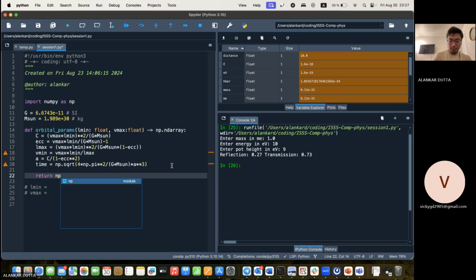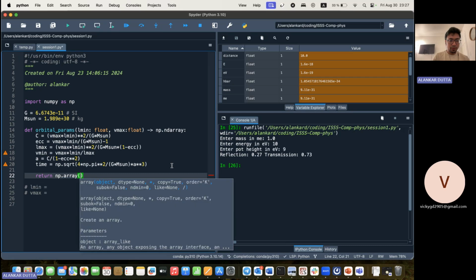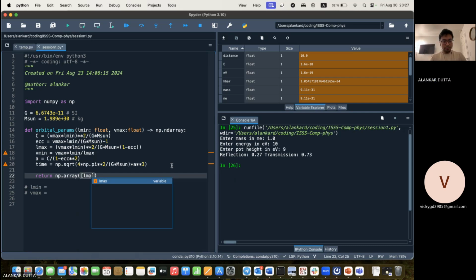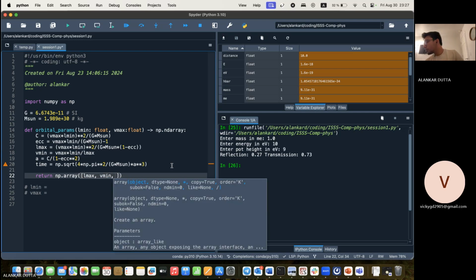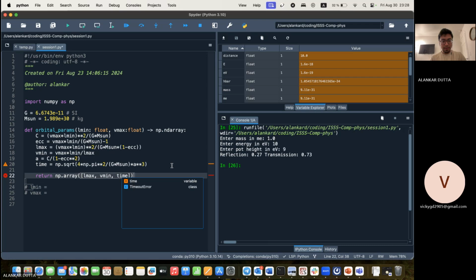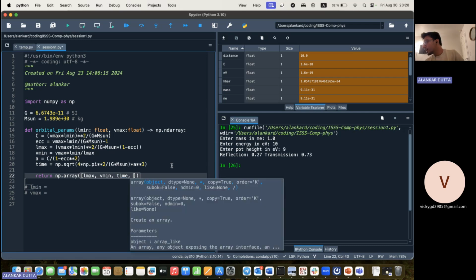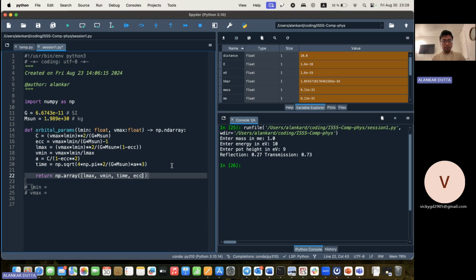We'll do np.array and see what the first quantities are. First it's Lmax, Vmin, followed by time, and then the last one is eccentricity. This is what we get.